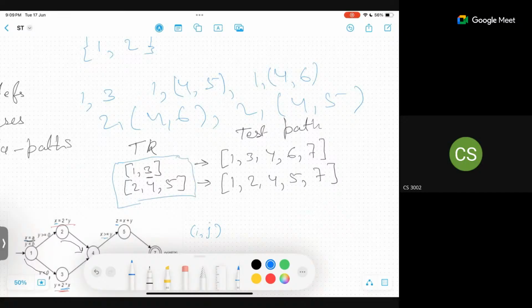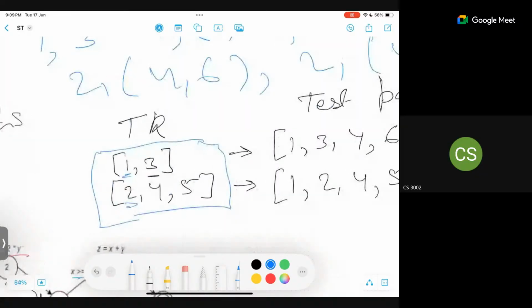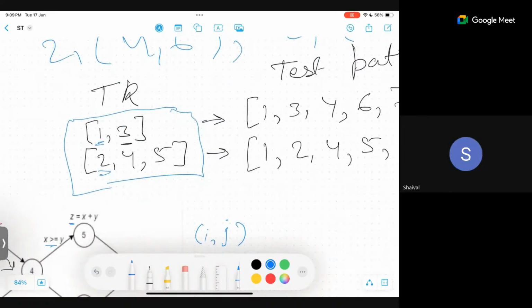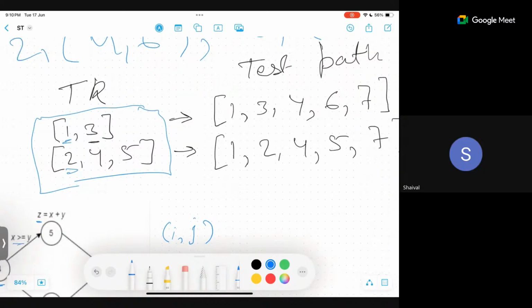Because all defs just says you have to exercise the definitions, right? So one and two, that's it. Which use you're going to follow, it's up to you. So basically, we have to take all those points wherever these variables are defined, and the use is up to you. It can be one or more, at least one. Okay. And for uses, we have to take all the uses.